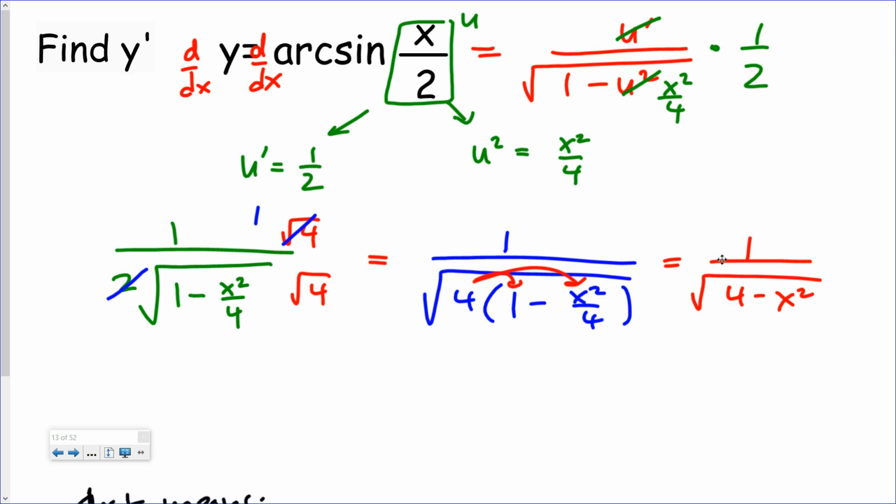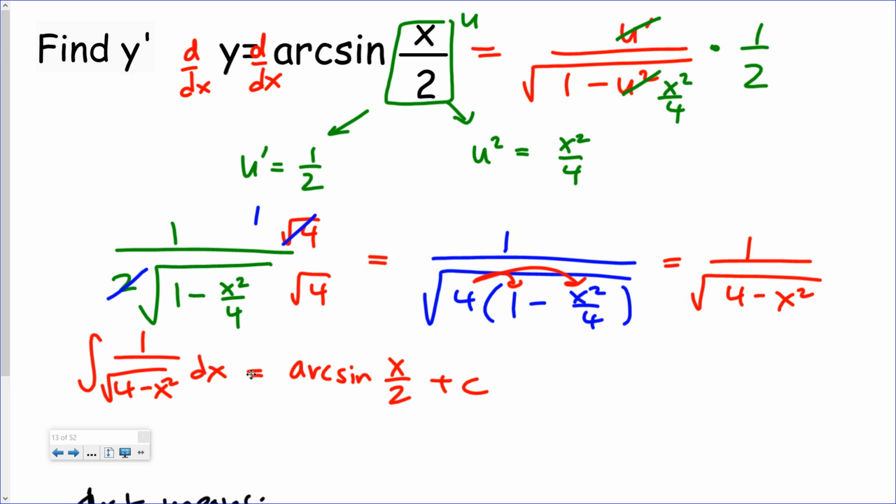So what we're going to do today is we're going to go backwards, okay? And when we go backwards, what we're going to say is, if this is a derivative of this, then that must mean that the integral of 1 over the square root of 4 minus x squared dx must be equal to arc sine x over 2 plus c. That must be the answer. Okay, and that's what we're going to do today. Are you ready to do it?